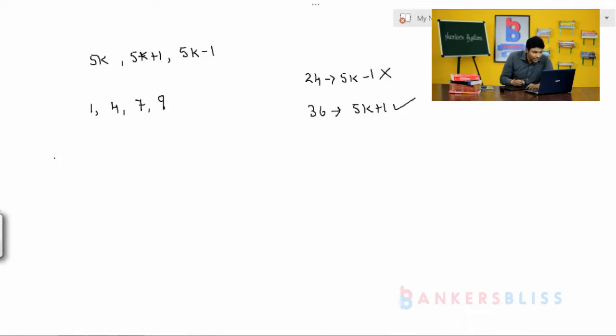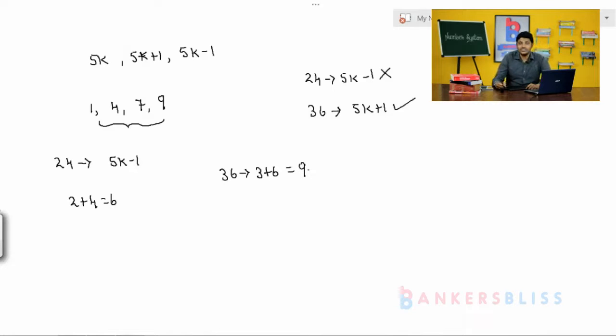See here, 24 is in the form of 5k minus 1. But if you add 24, 2 plus 4 is equal to 6. See, 6 doesn't come in this group. Therefore, 24 is not a perfect square number. If you take 36, 3 plus 6 is equal to 9. So 9 comes in this group. Therefore, 36 is a perfect square number.